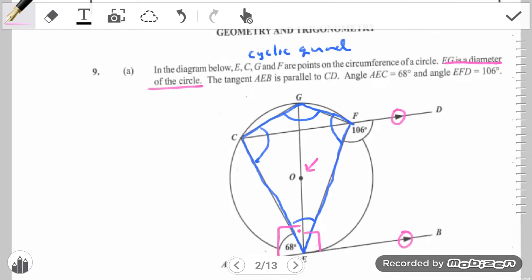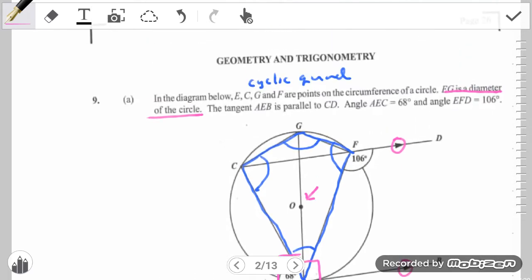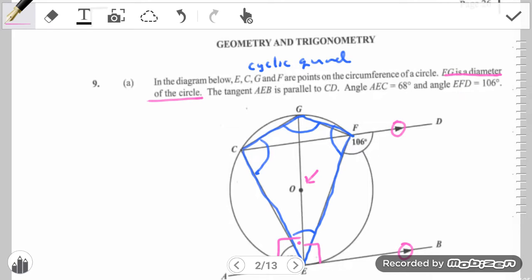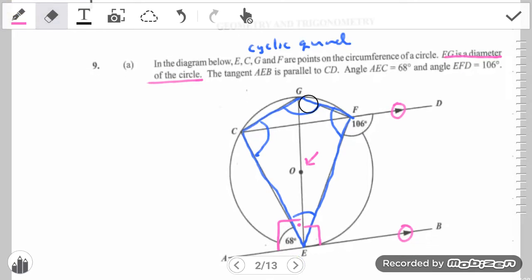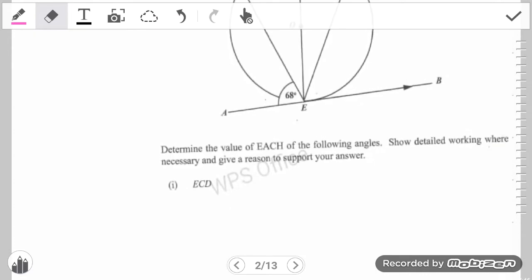We've read everything here. It says that the angle AEC is 68, which you can see all the way down here, AEC 68, and EFD is 106. EFD 106 degrees. Let's clear up our diagram here for a little bit more clarity. All right, so we have all that information. Let's have a look at what it is that they want us to find. It says here that we are to determine the value of each of the angles, show detailed working where necessary, and give reasons to support your answer.